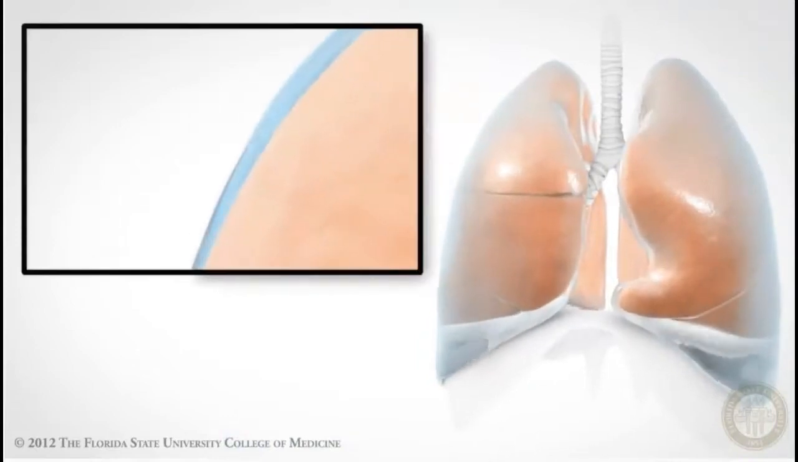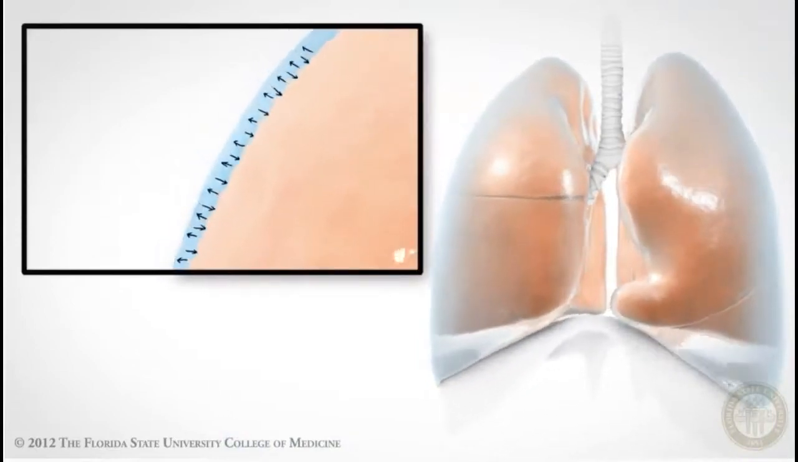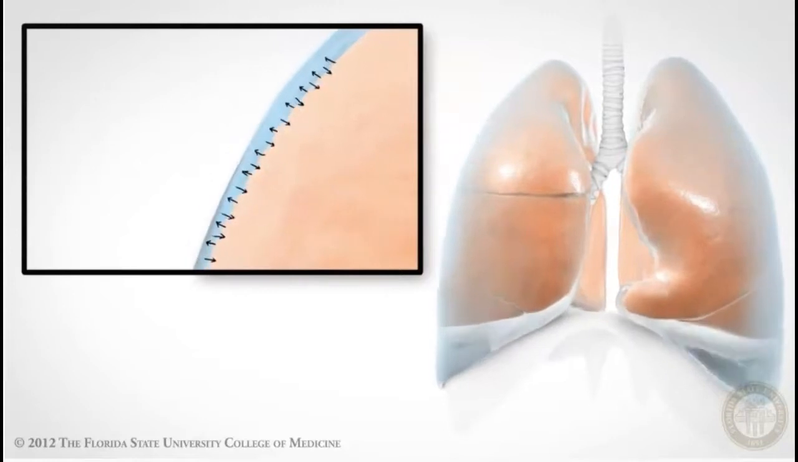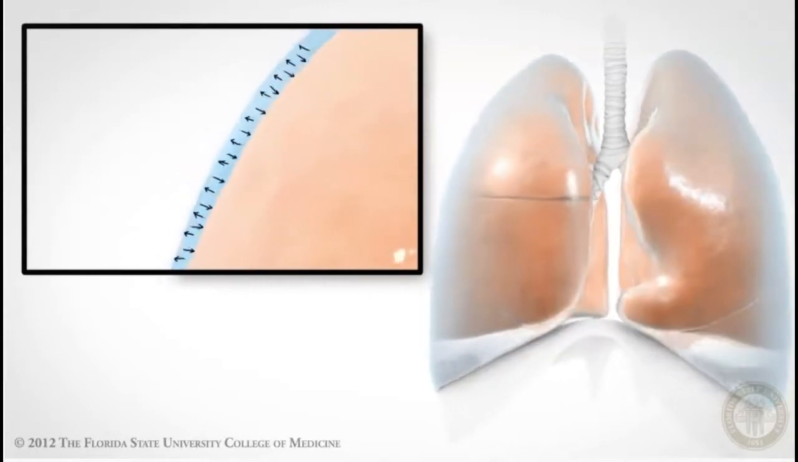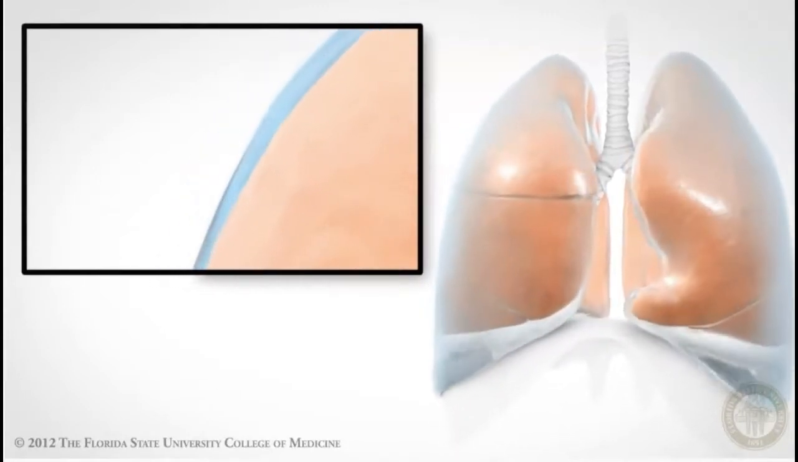The minimal amount of fluid between the parietal and visceral pleura creates a negative pressure that's responsible for suctioning the lung to the inside of the rib cage.